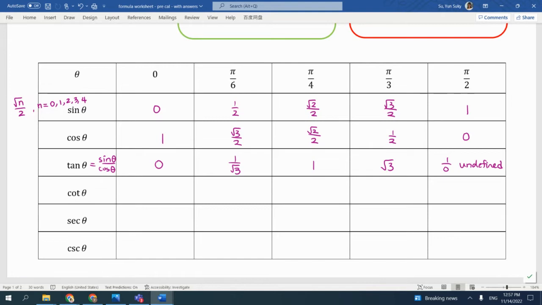Okay, cotangent is the tangent values but in reverse order. So undefined, root 3, 1, 1 over root 3, and 0. Right, everybody? Okay. Secant is 1 over what?